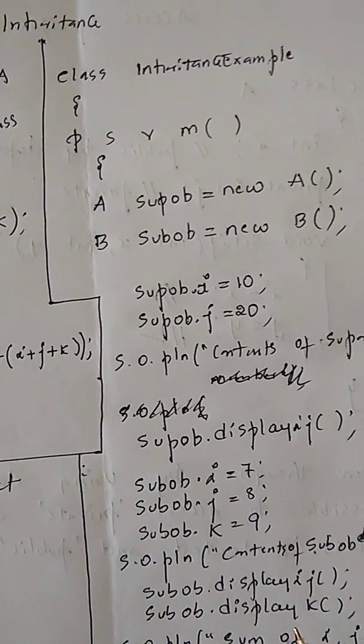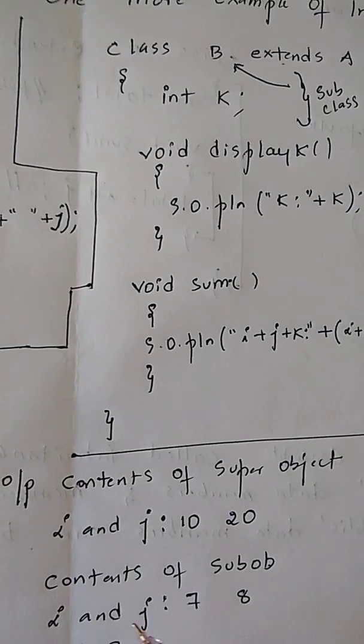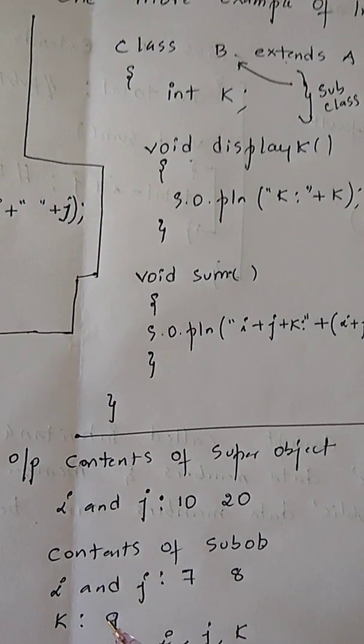Okay, so next I'm calling display k. So this will be executed, and now it is going to display the value of k. What's the value of k? K is how much? 9, and you will get output in this way: k is equal to 9.